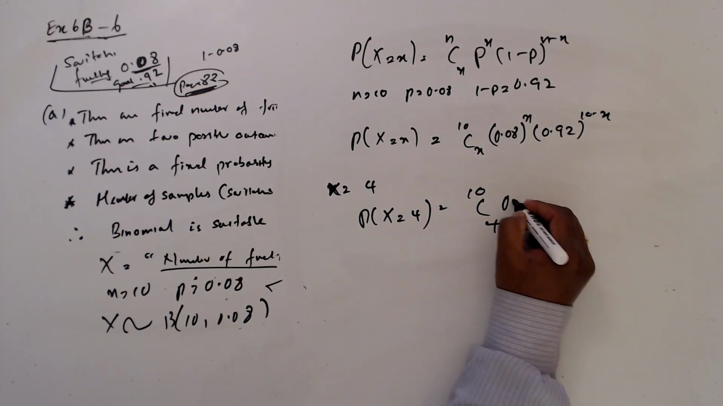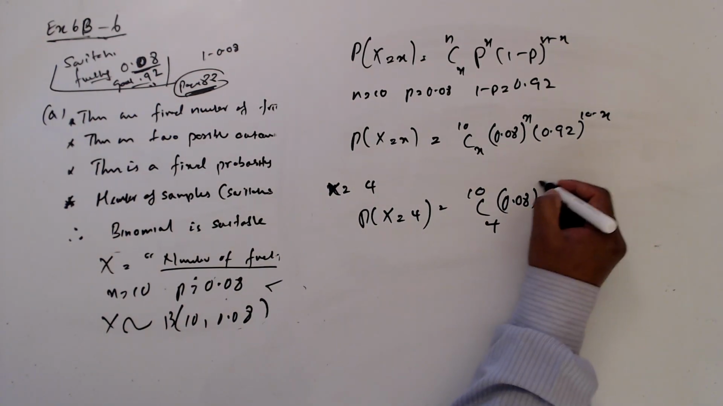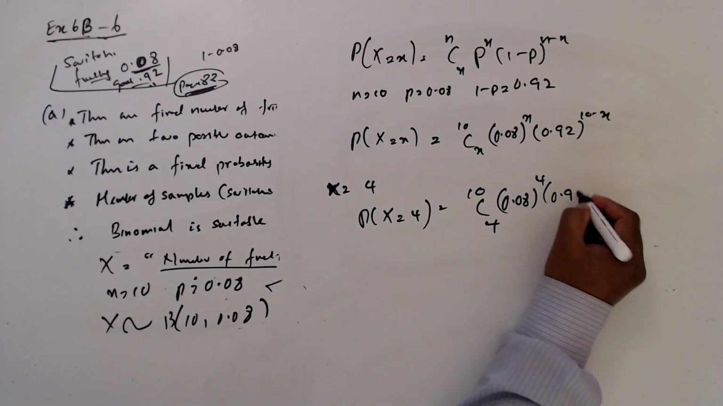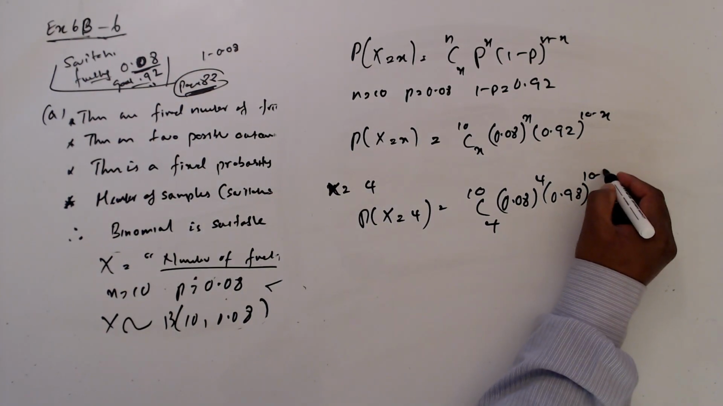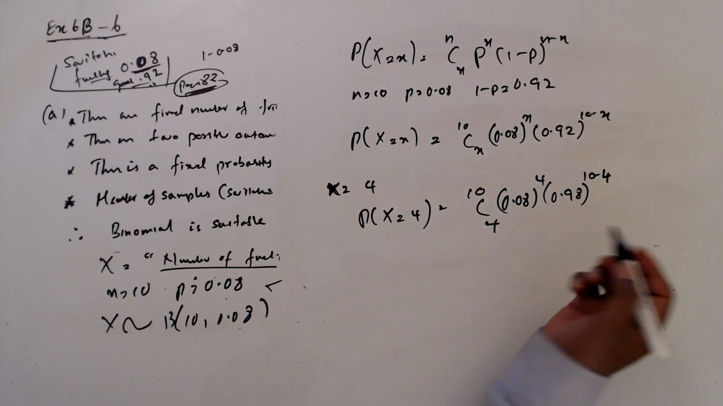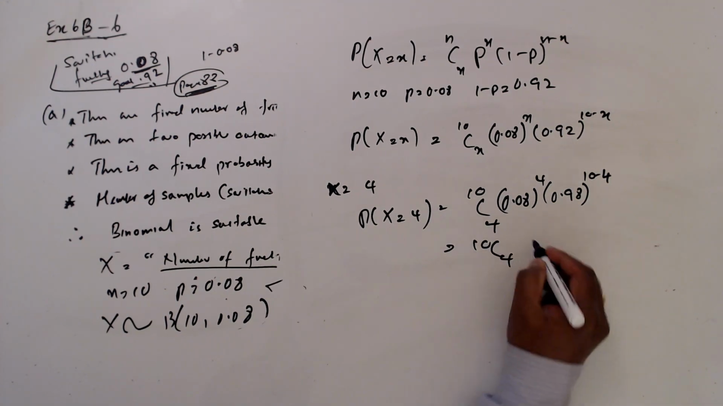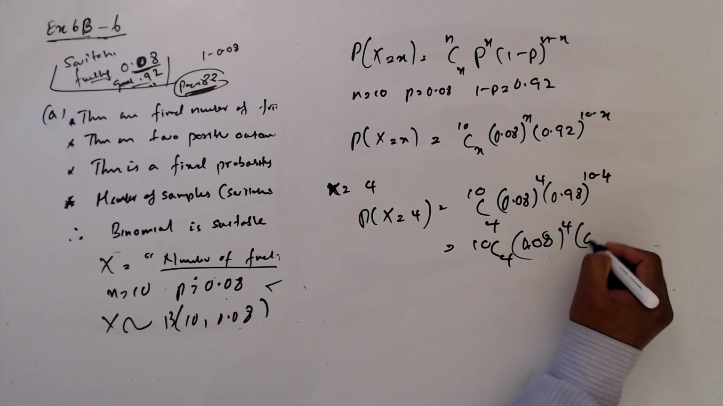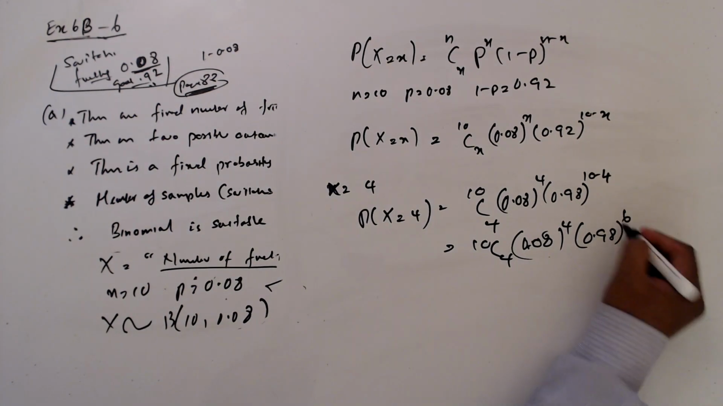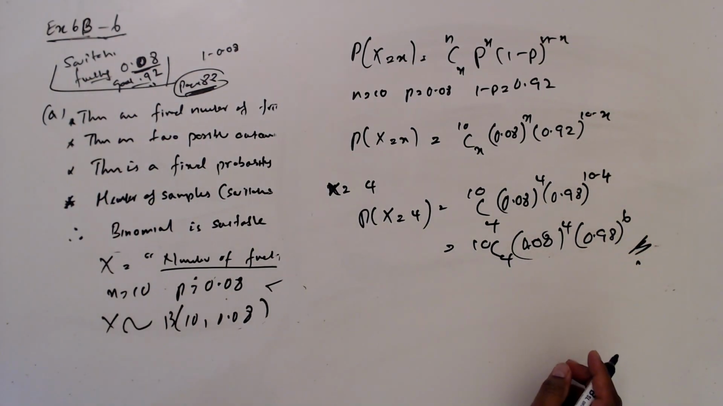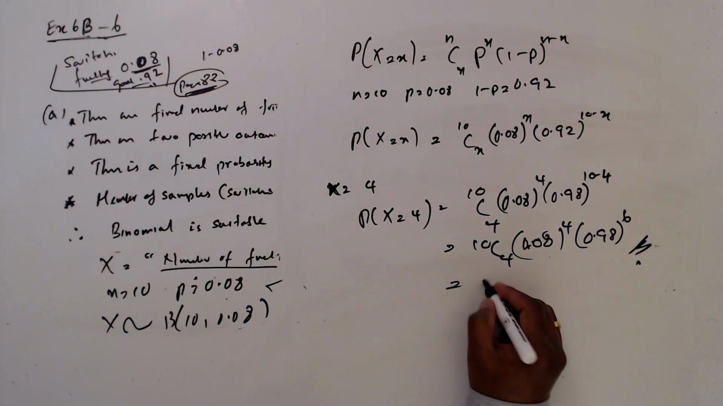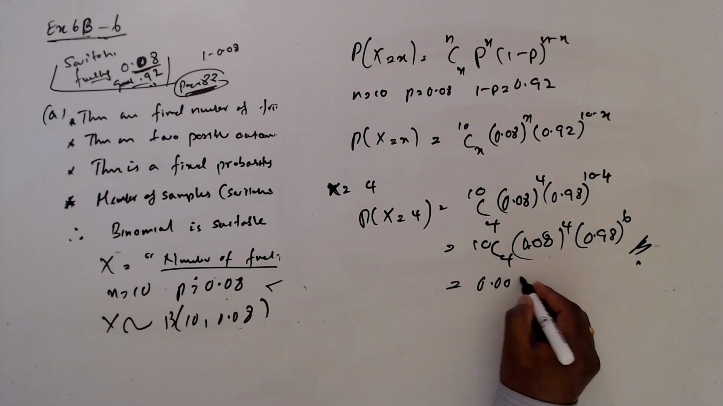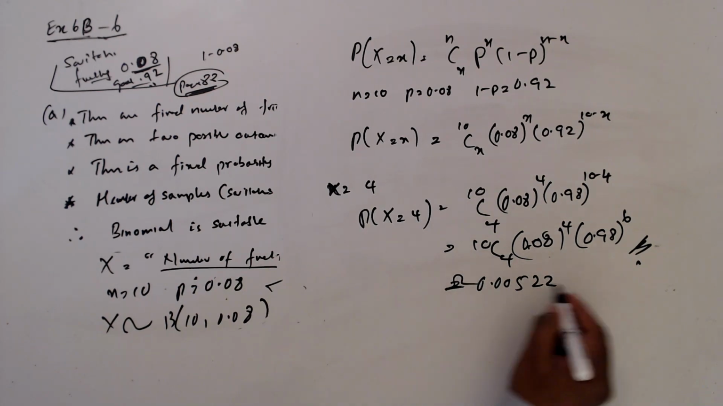So when x equals 4, the probability of X equal 4 is 10C4 times 0.08^4 times 0.92^(10-4). So that is 10C4 times 0.08^4 times 0.92^6. The probability is 0.00522 approximately.